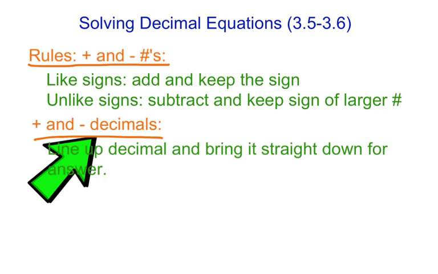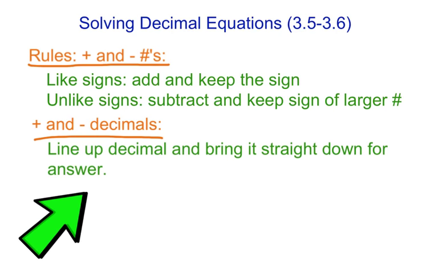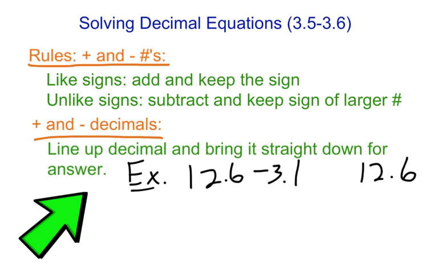When we're adding and subtracting decimals, we want to line up the decimal and bring it straight down for our answer. So an example on that would be if we had 12.6 minus 3.1, we need to make sure that we line up those decimals. So 12.6, 3.1, it's going to look like that. And then we would just do normal subtraction and bring our decimal straight down for our answer. And then 6 minus 1 is 5, 12 minus 3 is 9. So it'd be 9.5.